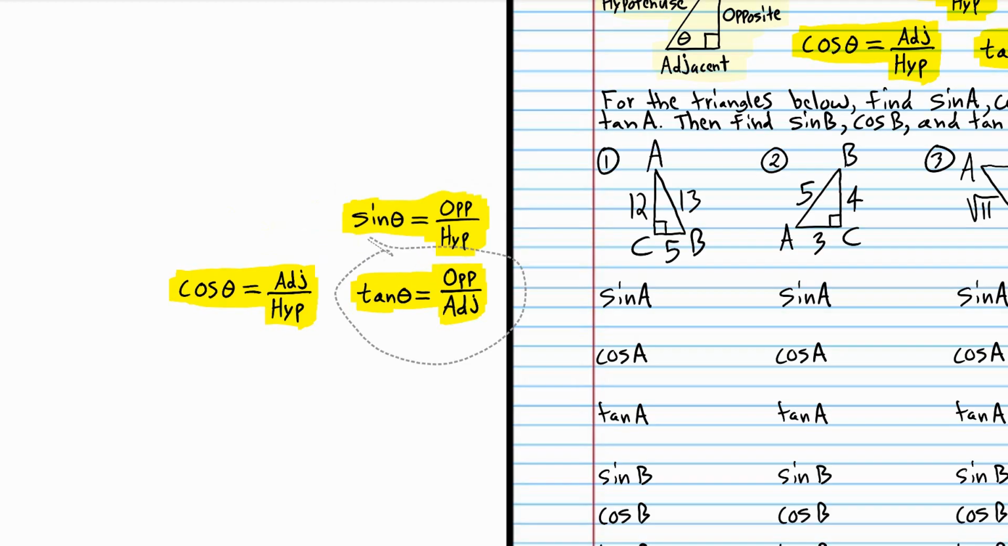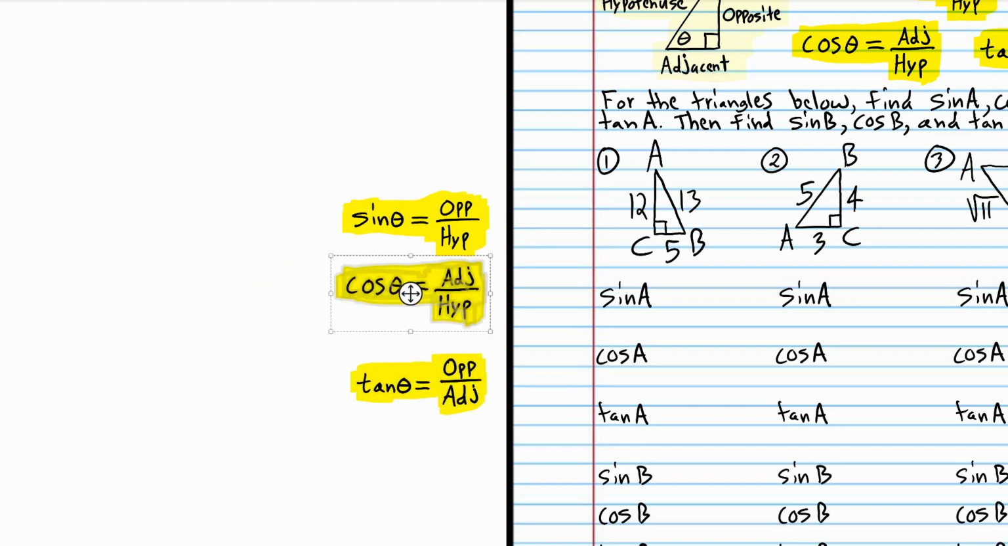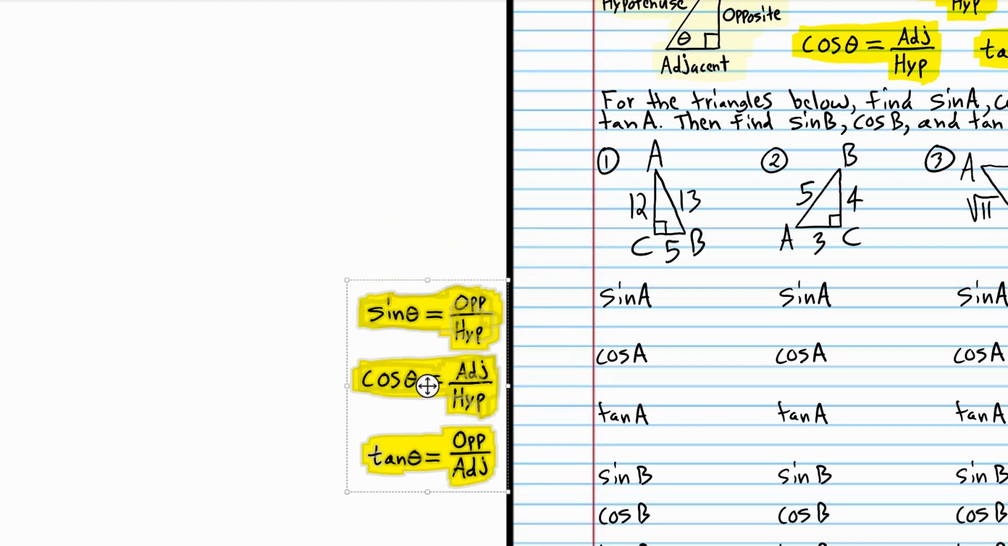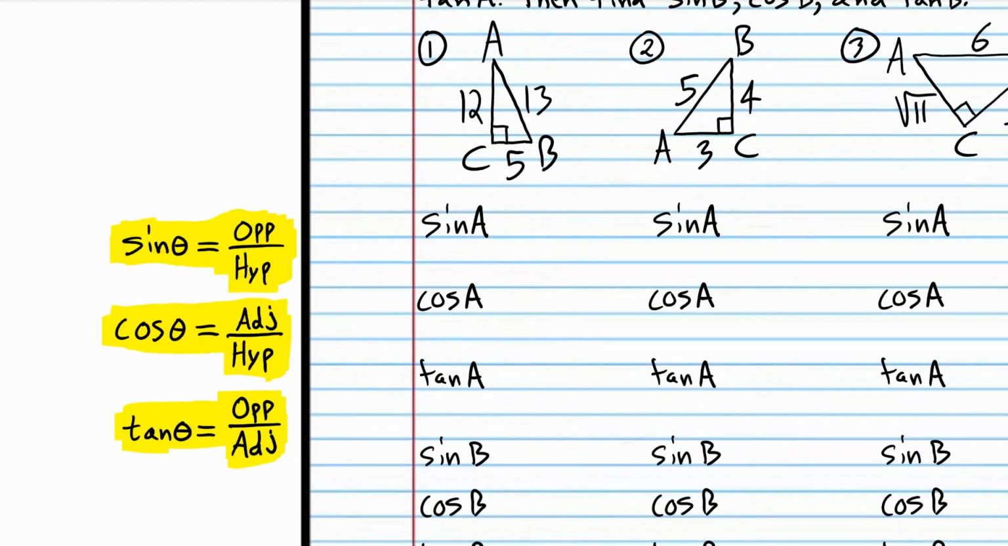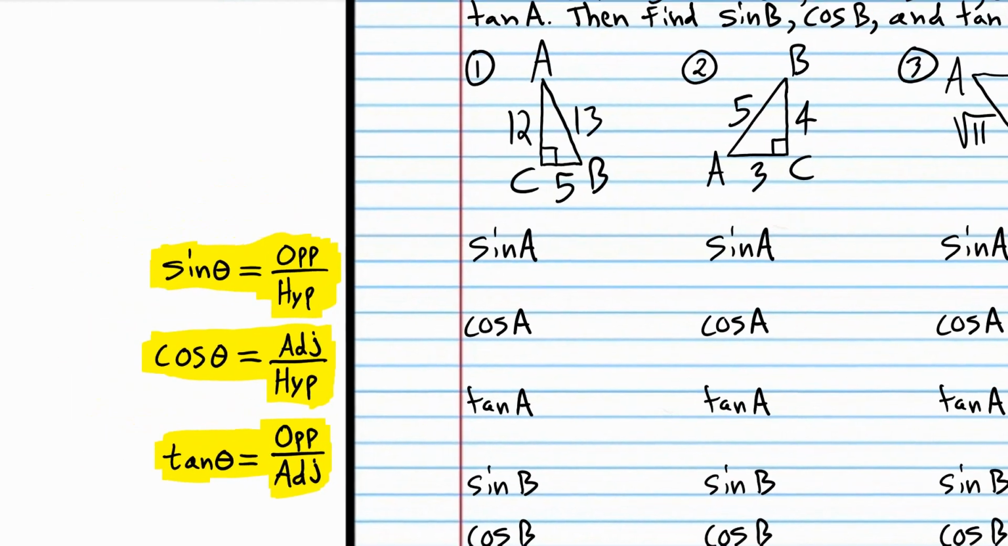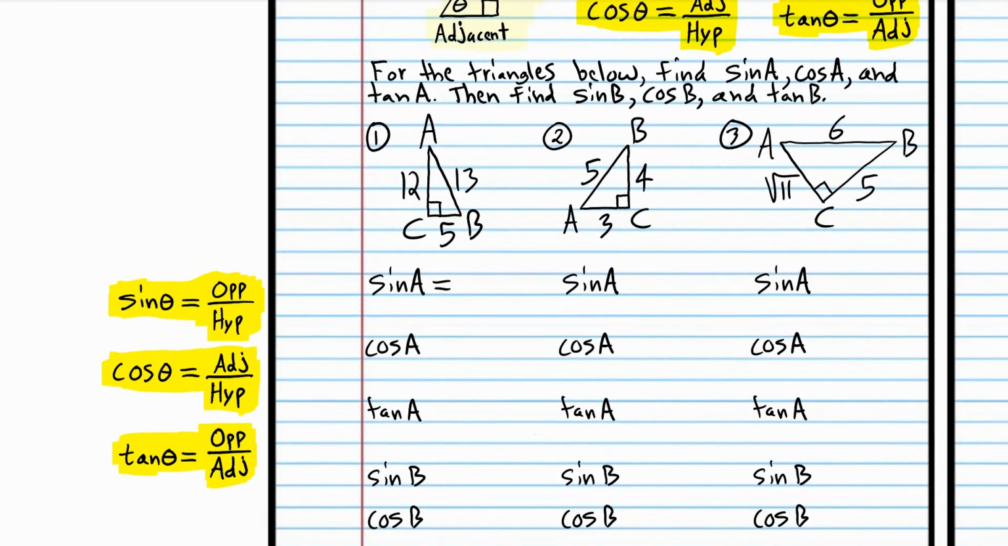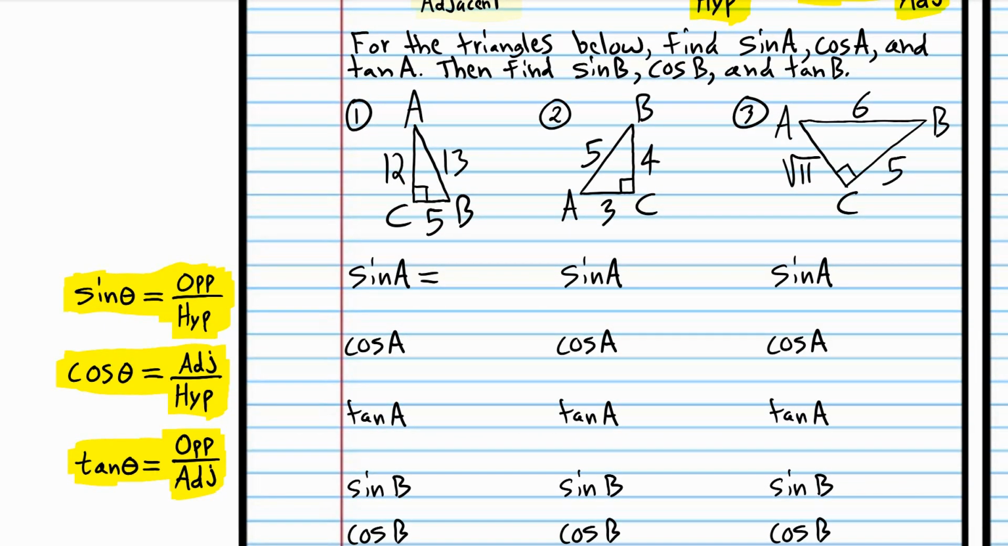So I'm going to copy these, and I'm going to bring these with us in pretty much every single problem we do today, because I want you to be able to see these. So I'm going to put those right there. And the best way to learn these, as I said, is just to get started. As long as you know how to do these problems, then you're fine. So let's get started. It says here, for the triangles below, find sine A, cosine A, and tangent A.